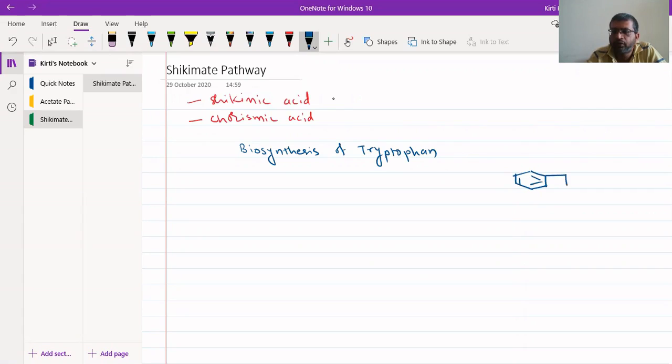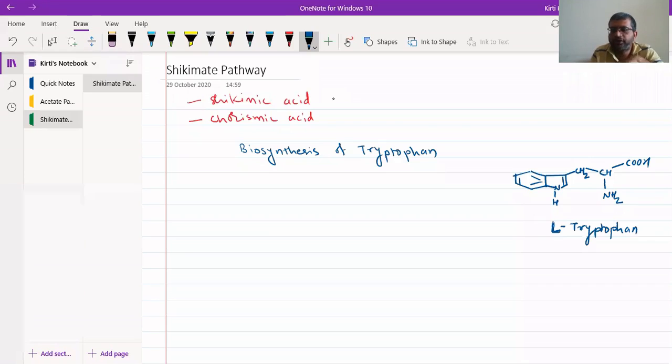that contains an indole with a CH2 attached to CH, COOH and NH2. So this becomes our L-tryptophan. We have not shown the stereochemistry of this NH2 and COOH, otherwise it will become L-tryptophan. It is always in an L stereochemistry. So this is our natural tryptophan.